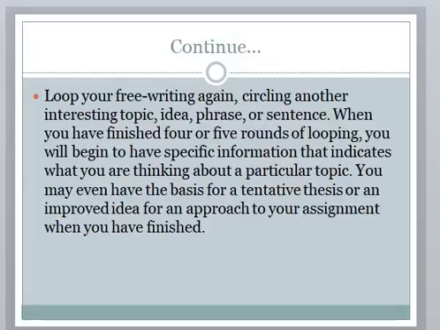Loop your free writing again, circling another interesting topic, idea, phrase, or sentence. When you have finished 4 or 5 rounds of looping, you will begin to have specific information that indicates what you are thinking about a particular topic. You may even have the basis for a tentative thesis or an improved idea for an approach to your assignment when you have finished. So if you loop before your writing, you will come up with specific information on any given topic, or you can say your thesis topic.